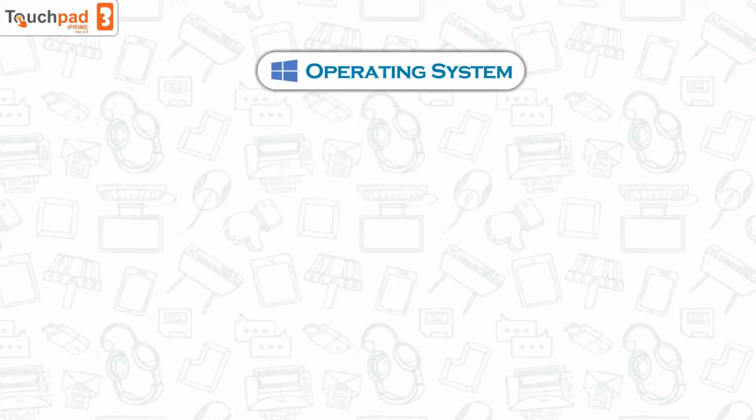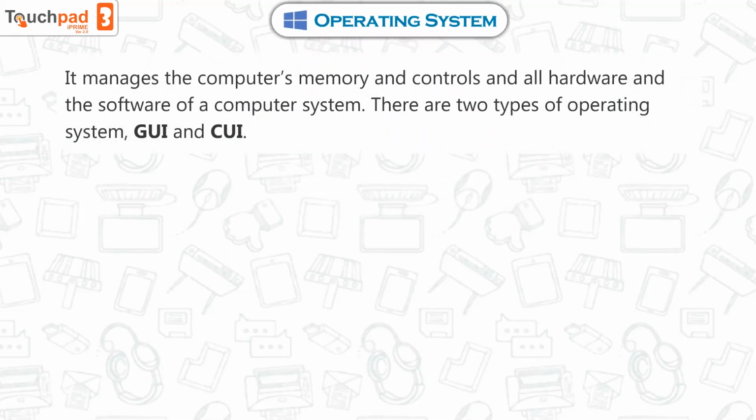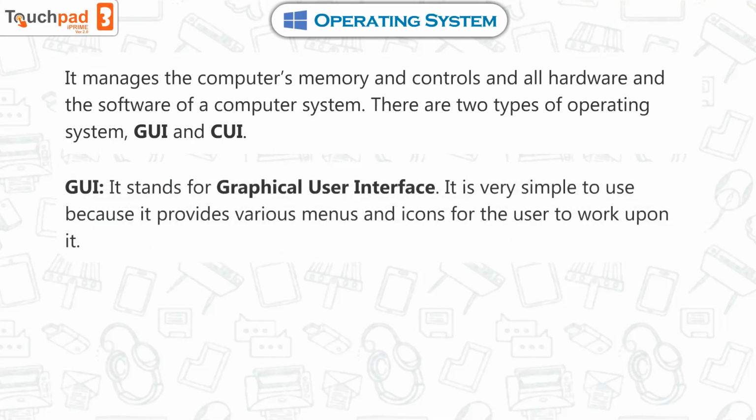Operating system. It manages the computer's memory and controls all hardware and the software of a computer system. There are two types of operating system, GUI and CUI. GUI stands for Graphical User Interface. It is very simple to use because it provides various menus and icons for the user to work upon it.